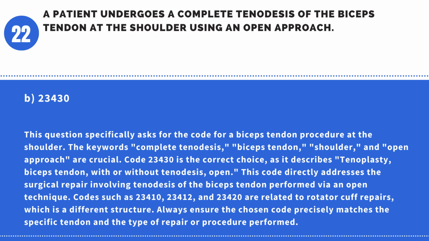Codes such as 23410, 23412, and 23420 are related to rotator cuff repairs, which is a different structure. Always ensure the chosen code precisely matches the specific tendon and the type of repair or procedure performed.